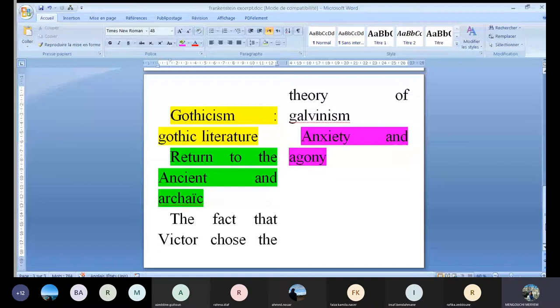Okay, one more remark. When you are introducing or identifying the text, please use correct and complete sentences. This text is extracted from, or this text is taken from, the Gothic romantic novel entitled Frankenstein or Modern Prometheus. Okay, this is how you identify the passage. Focus on how you start your sentence because it's very important.